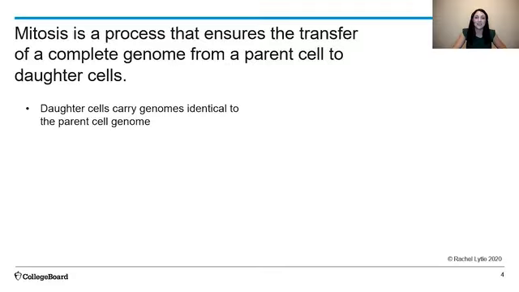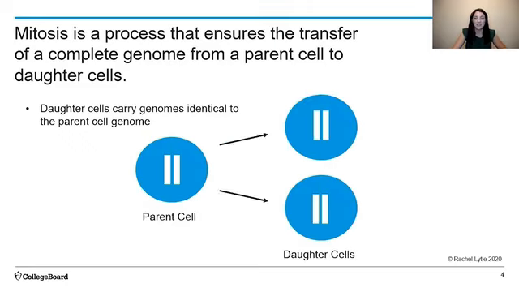So mitosis is a process that ensures the transfer of a complete genome from a parent cell to daughter cells. So if we look at this model, we can see that we have a parent cell that has 2 chromosomes. And after mitosis, 2 daughter cells are created that have identical copies of that genome and those exact same 2 chromosomes. So the daughter cells carry genomes that are identical to the parent cell's genome.